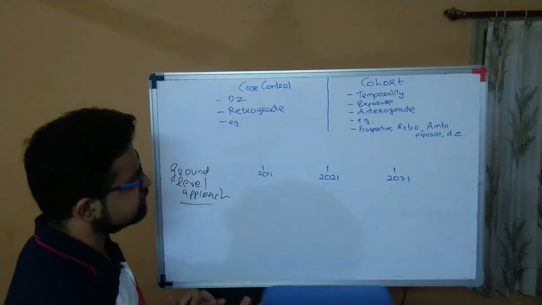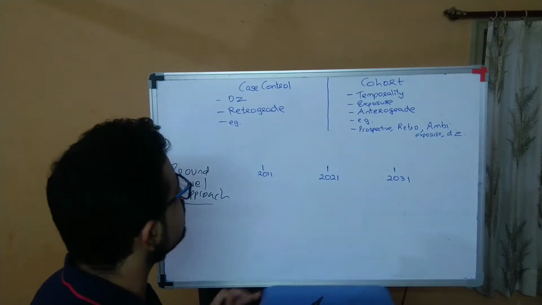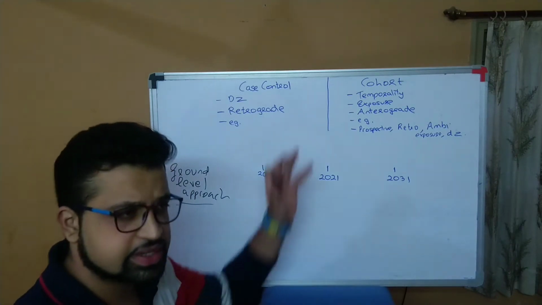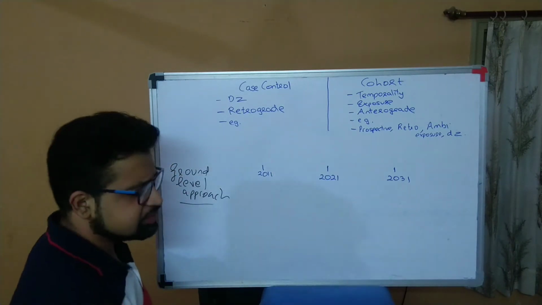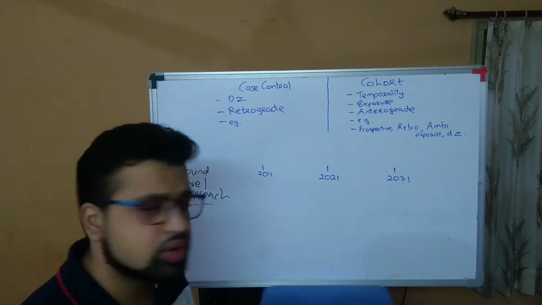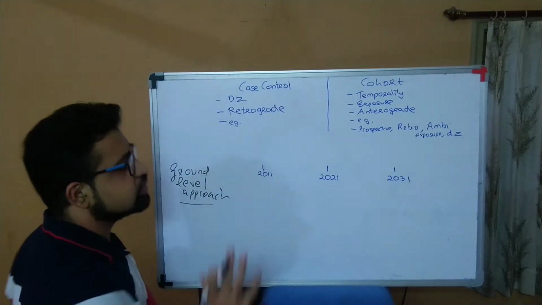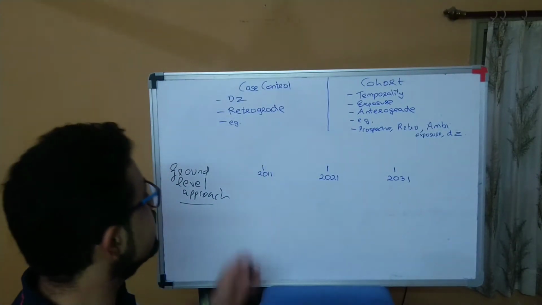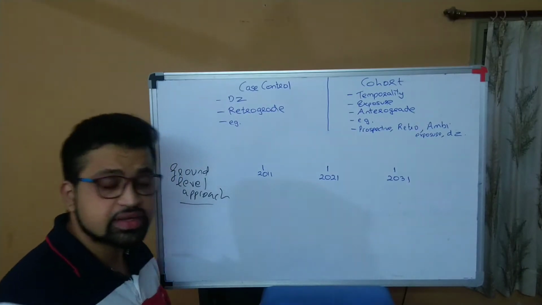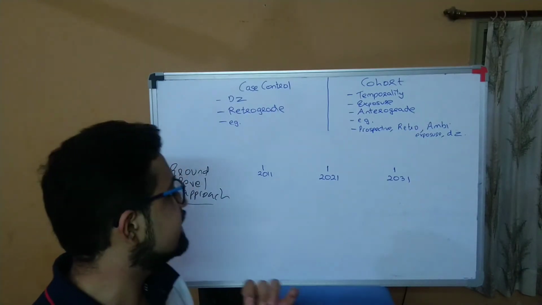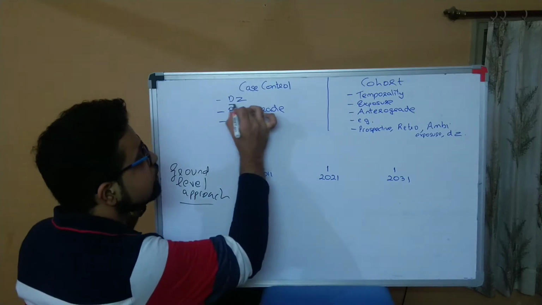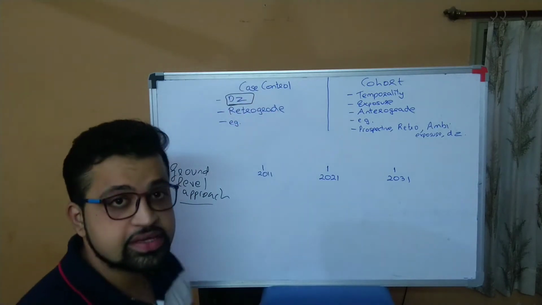So before I begin, let me make clear what case control will be. We are going to begin with case control versus cohort, right? Let me explain the crux of what the case control and cohort trials actually are. Let us begin with case control. In a case control trial, the basic crux is the disease has already occurred, right? The disease has already occurred.